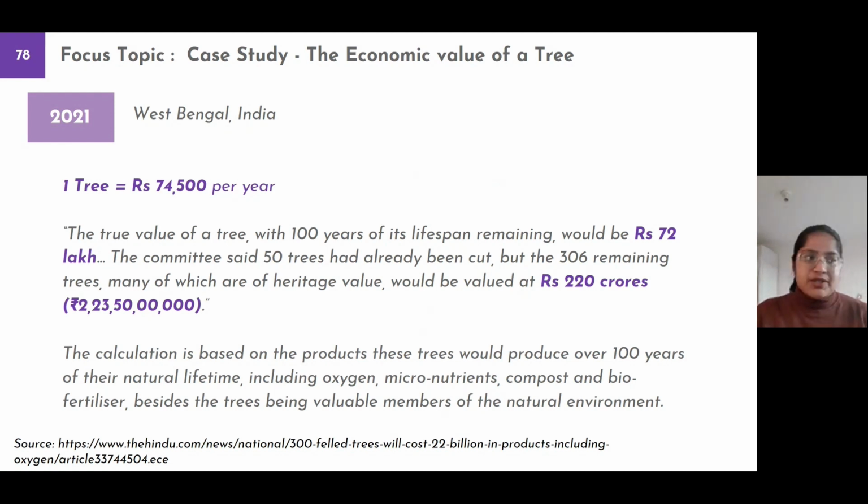And this calculation is based on the products of these trees that they would produce over the 100 years of their lifespan, including oxygen, nutrients, compost, biofertilizers. Besides, the trees are valuable members of the natural environment. So this calculation was based on this.